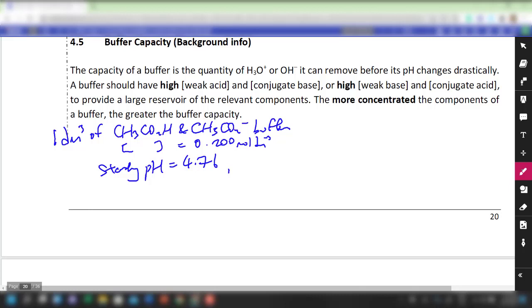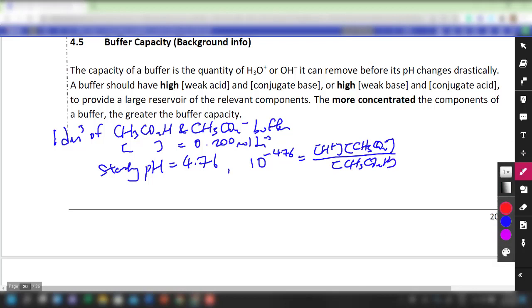Well, I did that simply by using the Ka value, which is 10 to the power of minus 4.76. And then I equate it to the equation H plus times concentration of ethanoate, and then divide by ethanoic acid, and then as we mentioned earlier on, because the initial concentration is the same, from this equation you cancel, so therefore pH equals to pKa equals to 4.76.